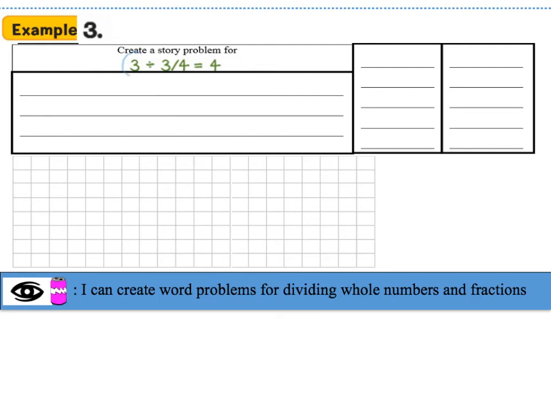Our 3 is our total amount, or our dividend. 3/4 is our divisor, and our quotient is 4. So let's go ahead and come up with a story.